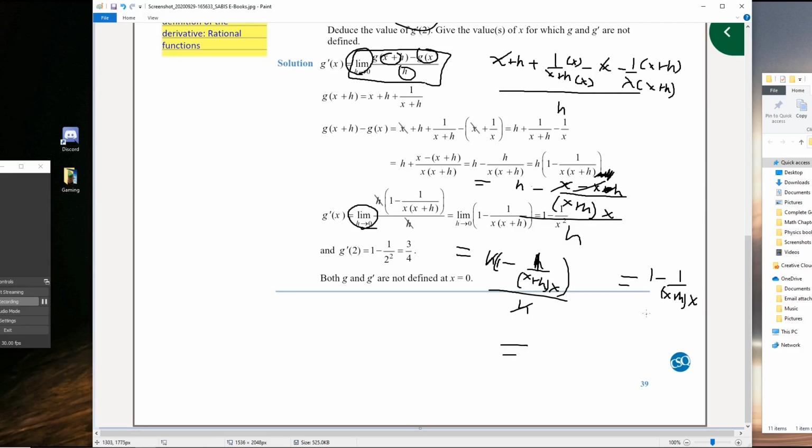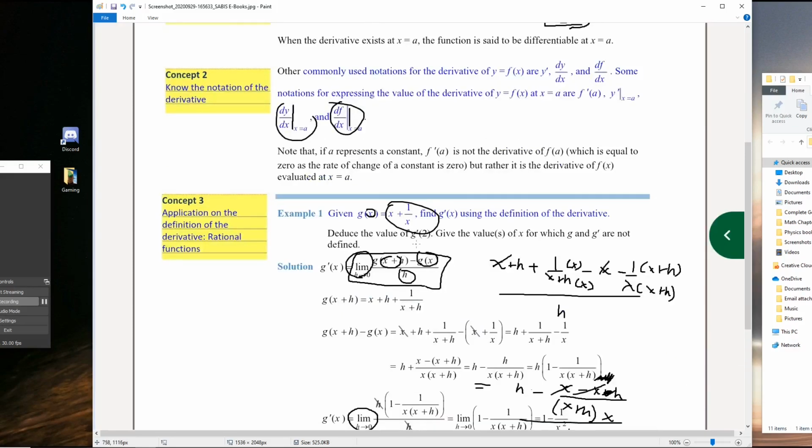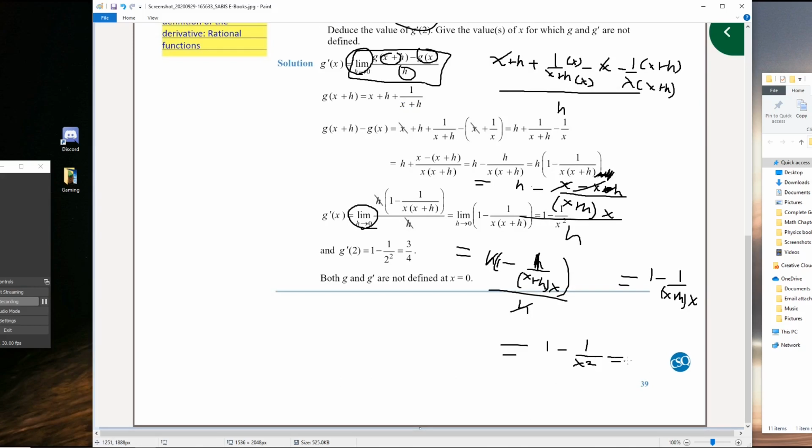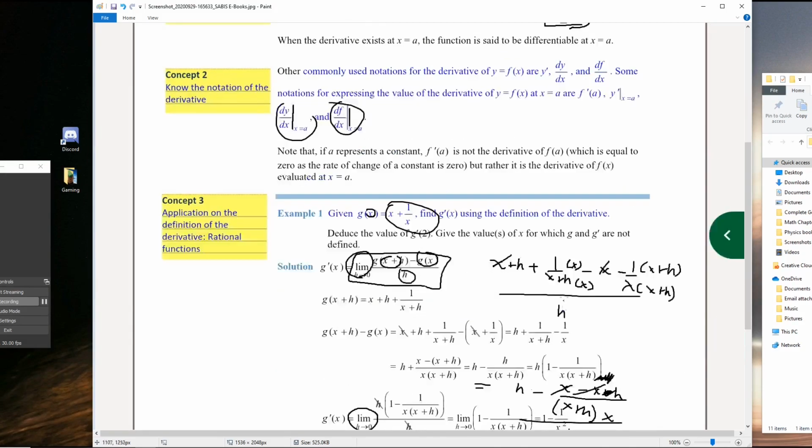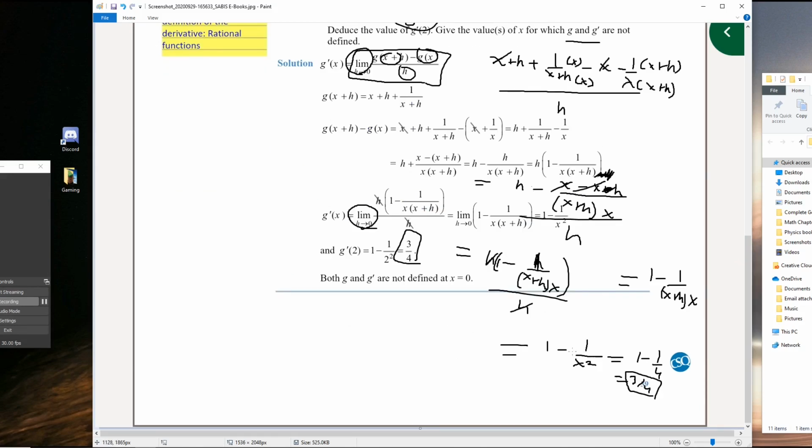So put 0 instead of h, you get minus 1 over x plus 0, so that's x into x, that makes x squared. Now what they're asking for is at 2, so put 2. Minus 1 over 4 gives you minus 1 over 4. And did I get the same answer? Yes, I did. What values are undefined? That's what they asked for g and g prime. 0 here and 0 here, as you can see. So next one.